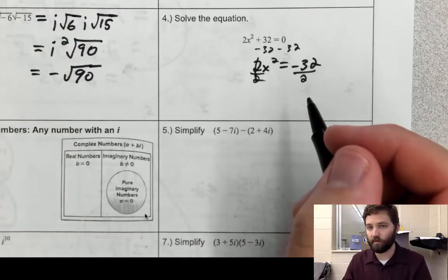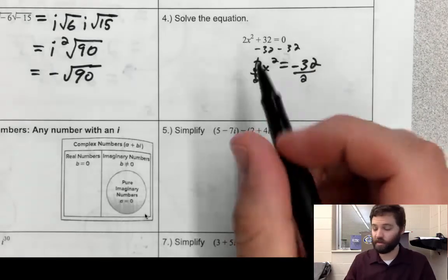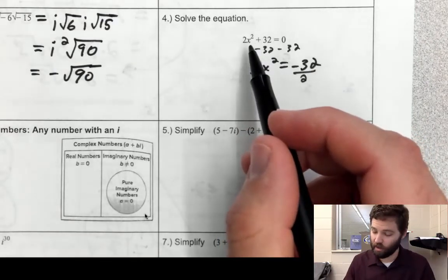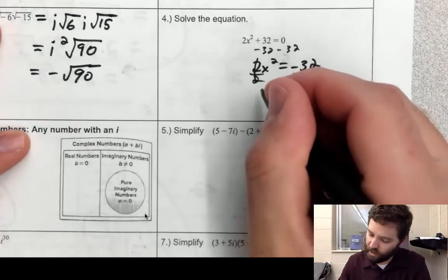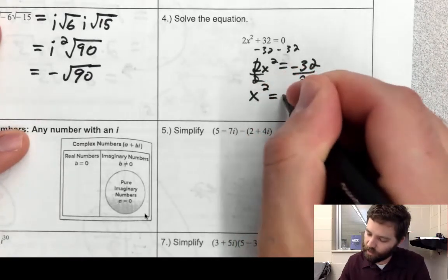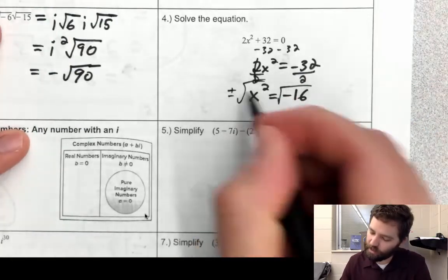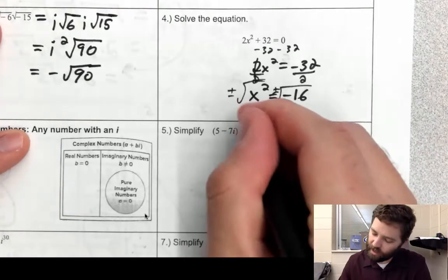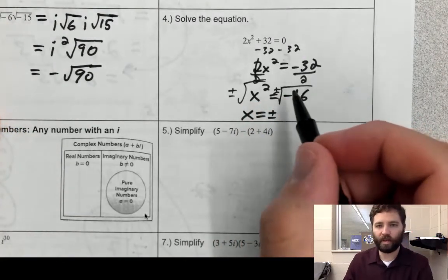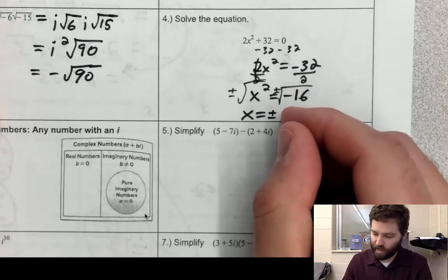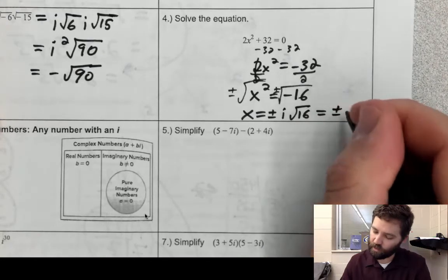If I am going to solve in this way, then I have to get the x squared by itself before I take the square root. Some students will see the square and try to square root right away. No, you've got to do that last. You want to get the x squared by itself first. So what I end up with is x squared equals negative 16. Now, square root both sides, plus or minus. And I get this, x equals plus or minus the square root of negative 16. Well, that's just going to be plus or minus i times the square root of 16. Oh, that's just plus or minus 4i.